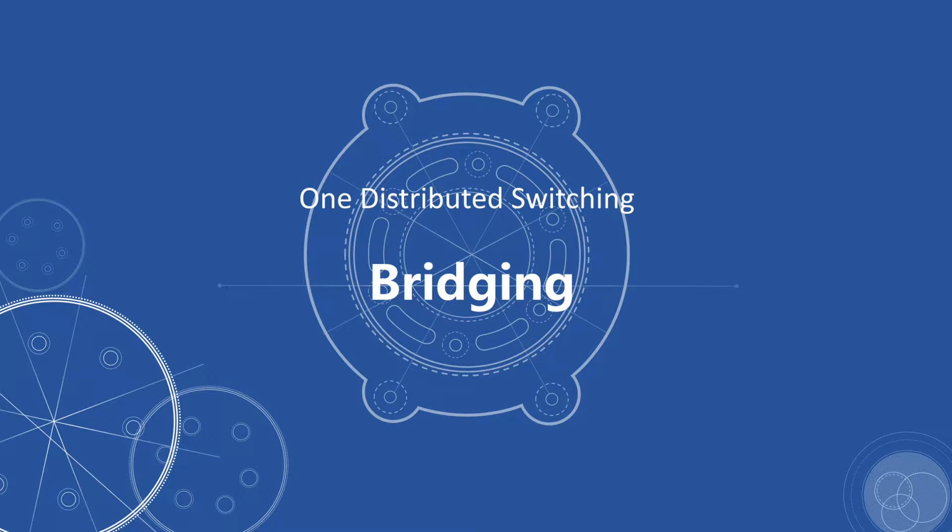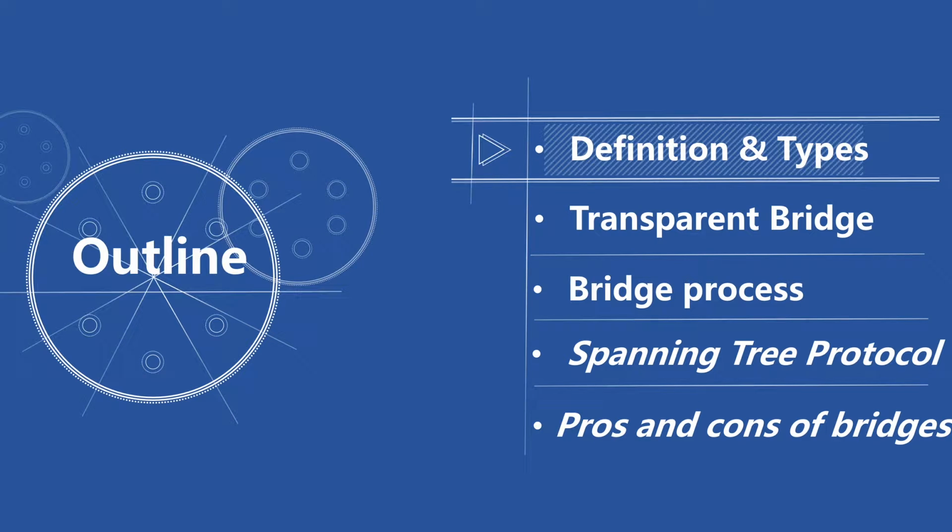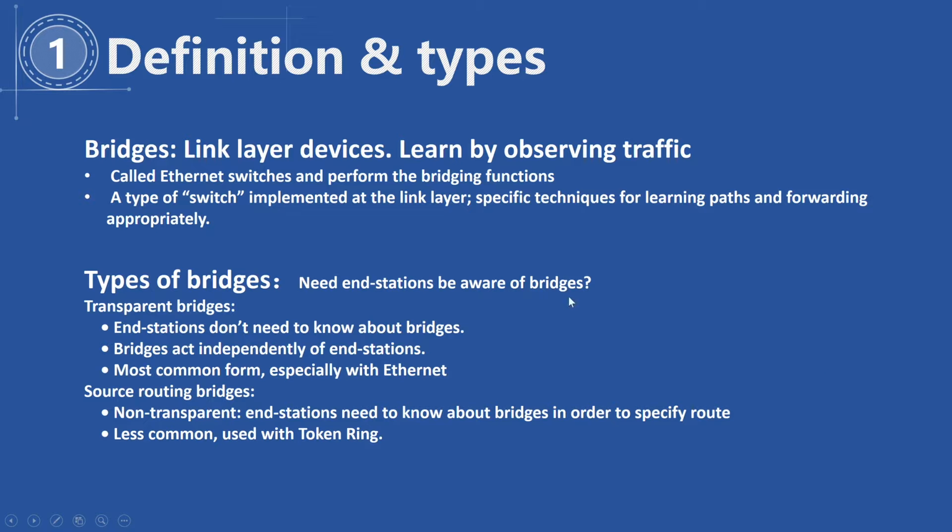Today I will talk about one distributed switching called bridging. My topic will divide into 5 parts. First, the definition, 2 types of bridges, and then some details about the transparent bridge and the bridge process, followed by the spanning tree protocol, and then some pros and cons of bridges.